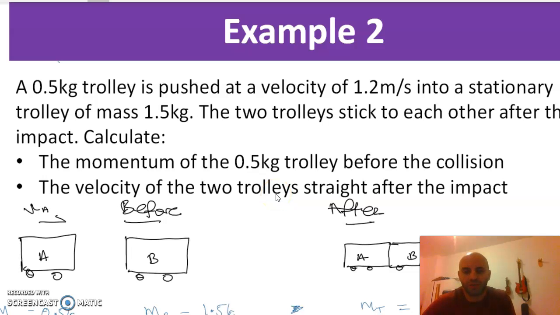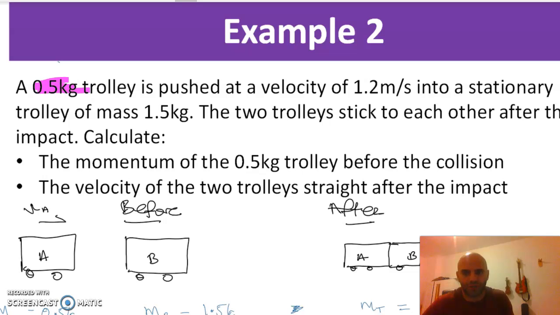So example number 2 now, we've got a 0.5 kilo trolley that is pushed at a velocity of 1.2 meters per second into a stationary trolley of mass 1.5 kgs. Again, the two trolleys stick together to each other after the impact. Calculate the momentum of the 0.5 kilogram trolley before the collision and the velocity of the two trolleys straight after the impact.